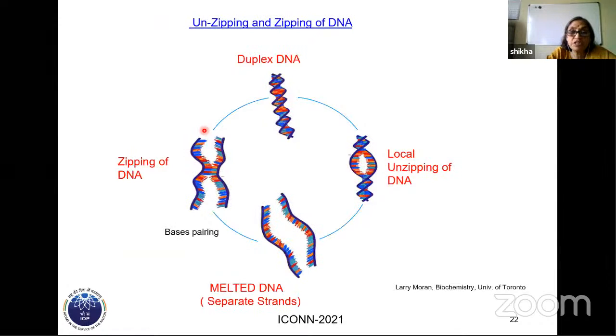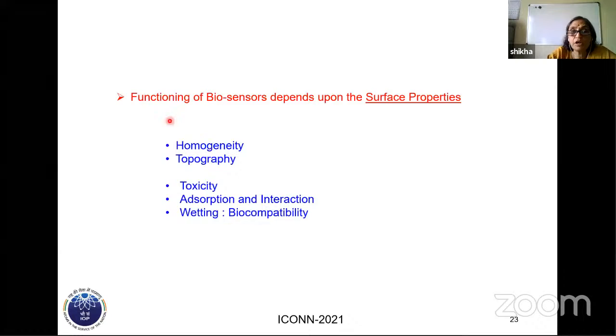And these are some processes where the double helix is combined, but one can break these bonds and make it single strand DNA, and this is again joined back. So this kind of local melting we have seen, as we'll go ahead and see. So functioning of a biosensor depends on surface properties, homogeneity, topography, toxicity, adsorption, and of course the wetting properties.